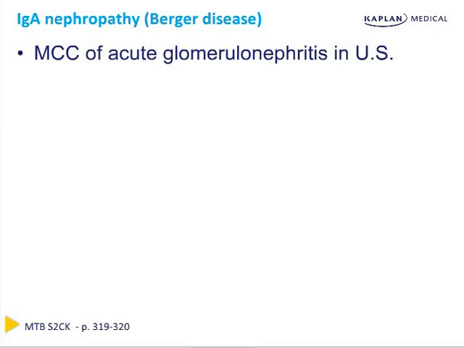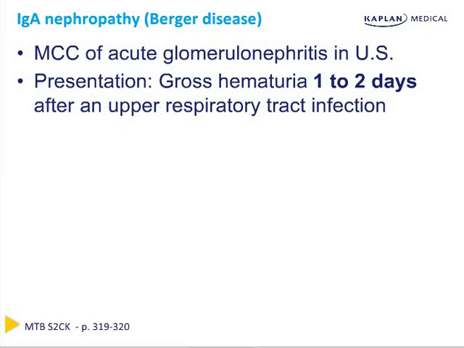IgA nephropathy, also known as Buerger disease, is the most common cause of glomerular nephritis. Unfortunately, its presentation is a bit nonspecific, which makes it difficult to pick out in a clinical vignette. Typically, though, the question stem will describe a patient with intermittent hematuria, and this person had a respiratory tract infection 1 to 2 days previously. A common wrong answer choice to this question will typically be post-streptococcal glomerular nephritis.